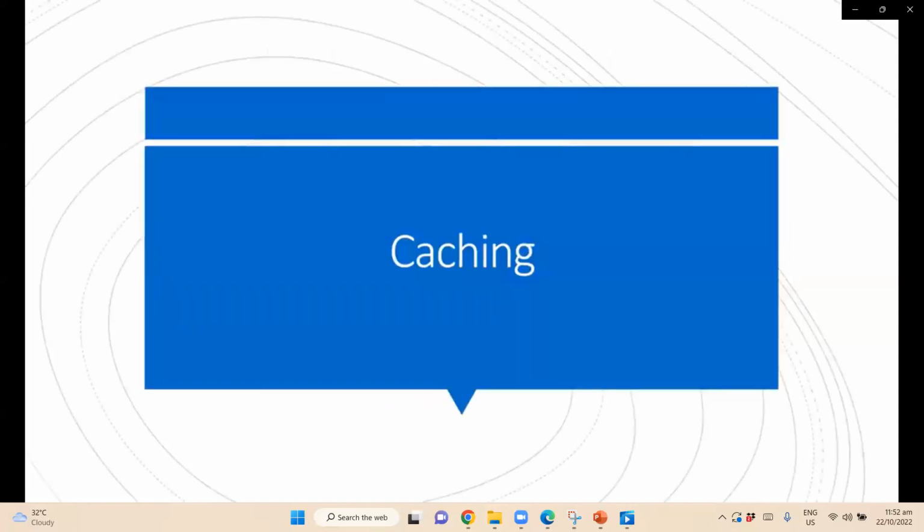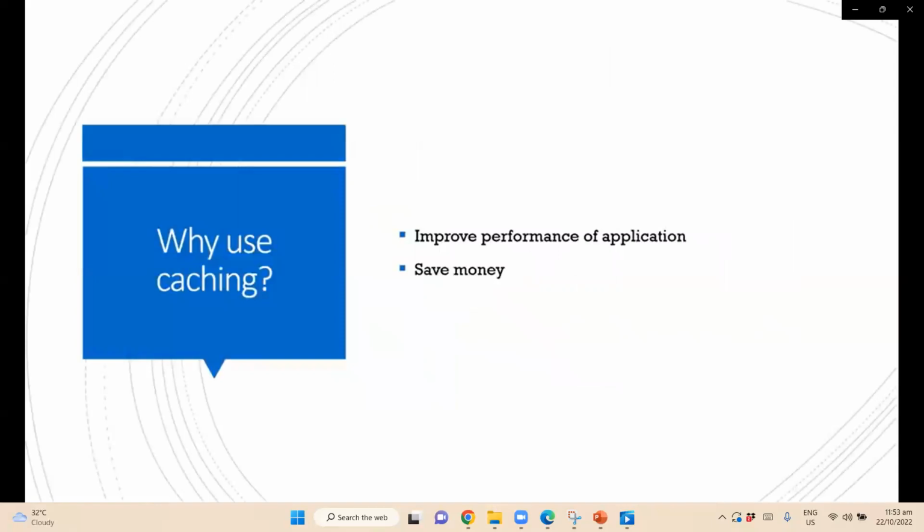Next we have caching, one of the most important tools for scaling applications. So what is caching and what are the benefits of using it? In simple terms, when you cache something, you take data that would normally be stored on a hard drive or on disk, and you put it into memory. The benefits of this are you improve the speed and performance of your application, and as a side result of that, it saves you money long term.